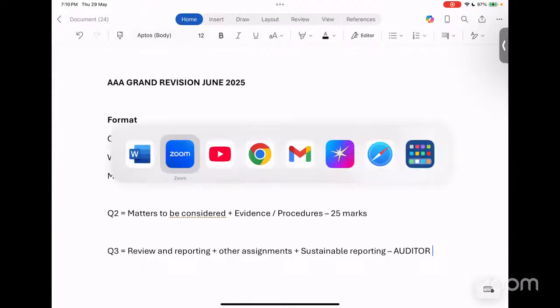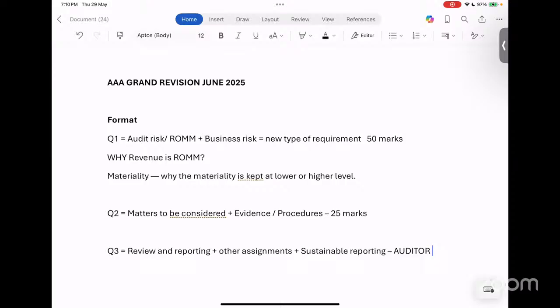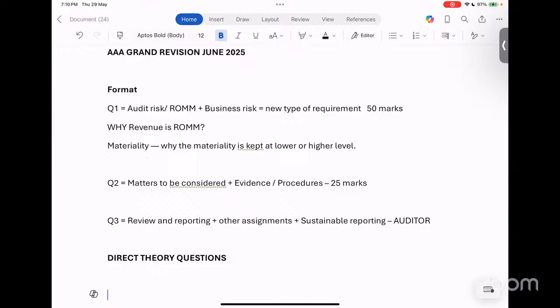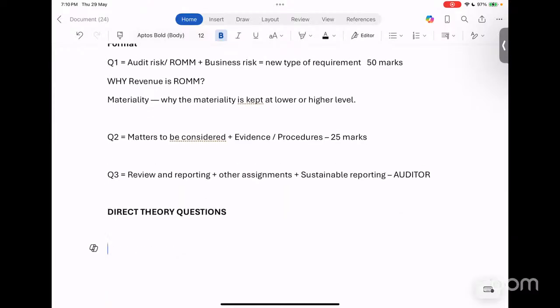Okay. Now let's start with direct theory questions, like what can be asked to you. So first and foremost, in our direct theory questions, you could be asked, what is ISQM1? ISQM1 talks about quality management.